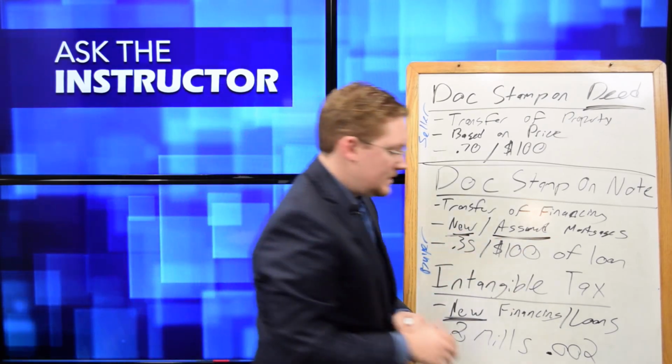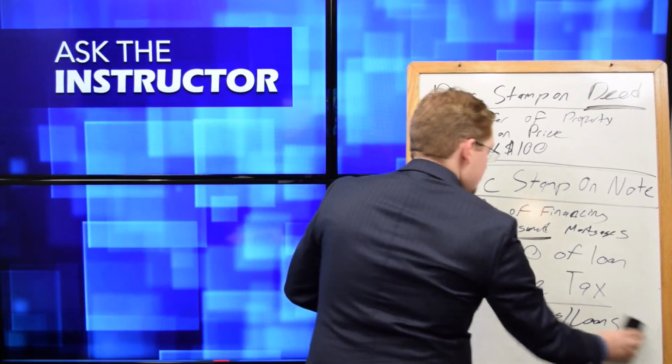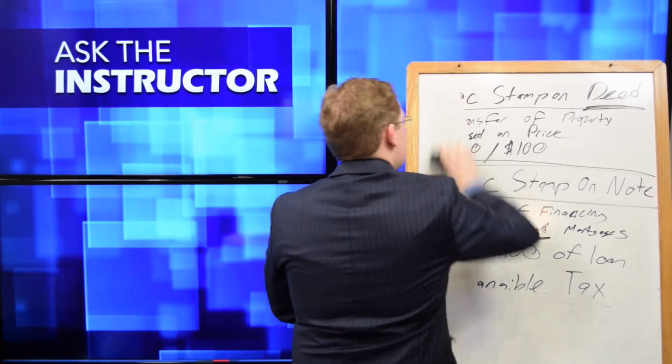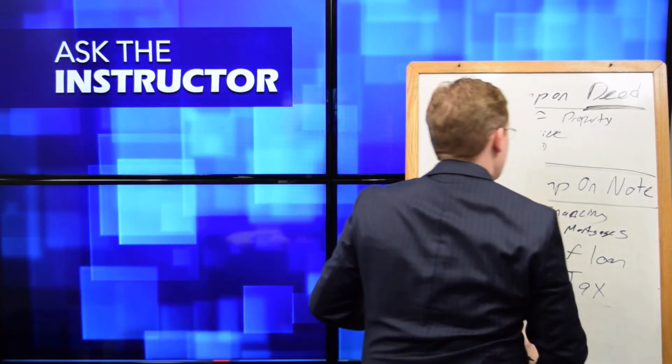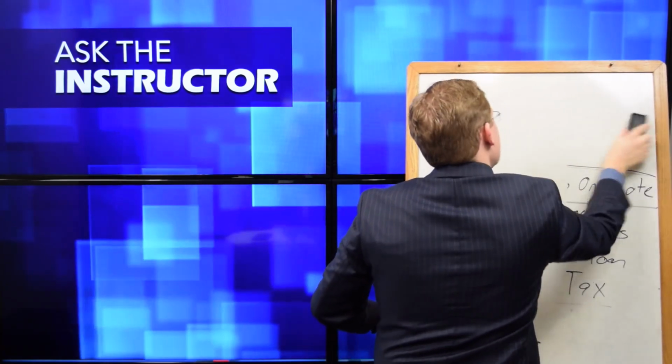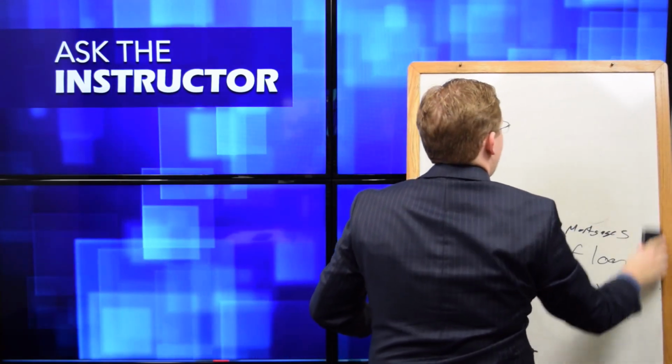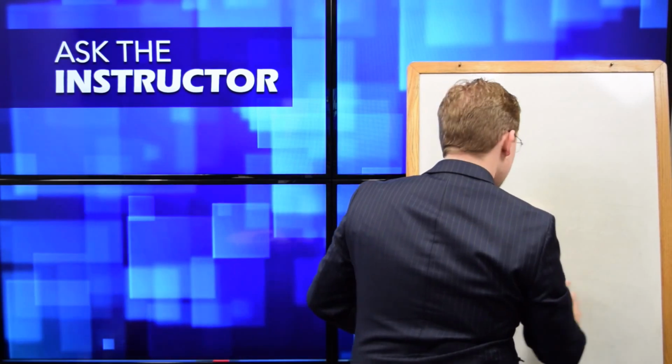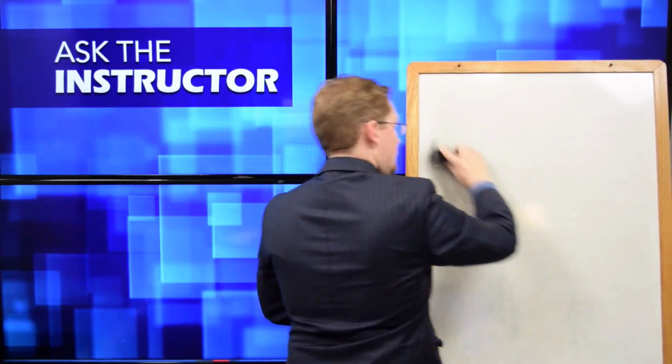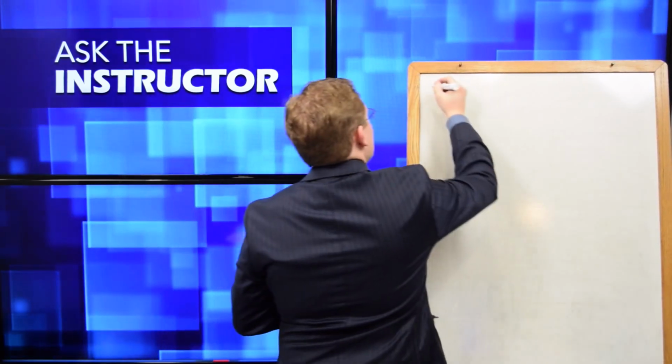So let's start off with some easy ones here. First one we're going to be doing, let's say that you have a seller who's planning on selling their property at $300,000.